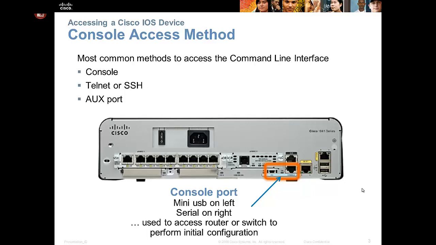Notice the orange rectangle. These are the console port options on some of the newer routers. This is a 1941 Cisco router. The one on the left is a mini USB, the newest console connection. This one is going to attach to a USB port on your PC. The right one is the old serial interface. The other end attaches to a serial on your PC. These are used to access a router or switch to perform the initial configuration.